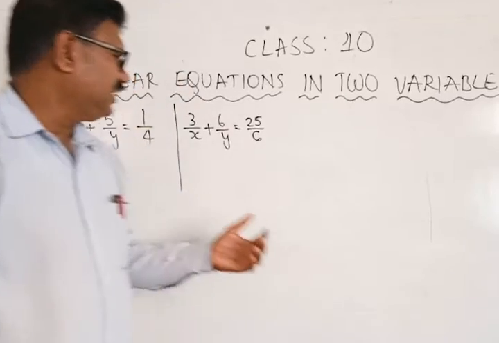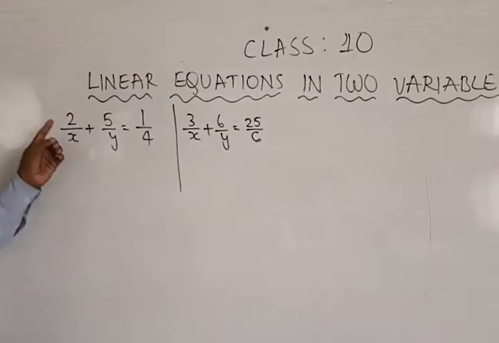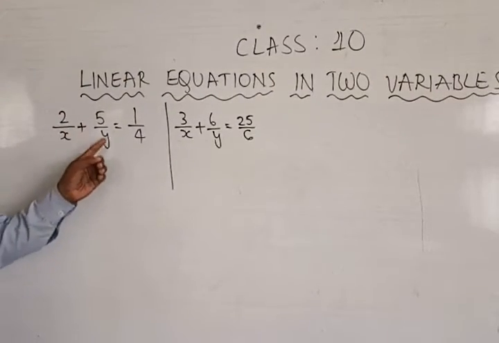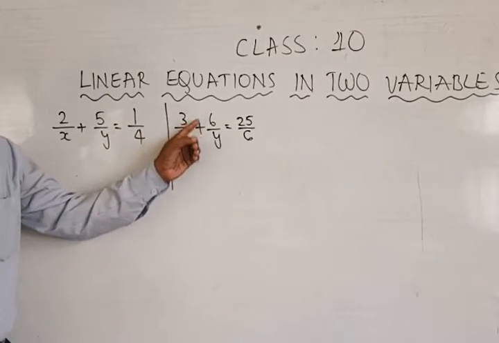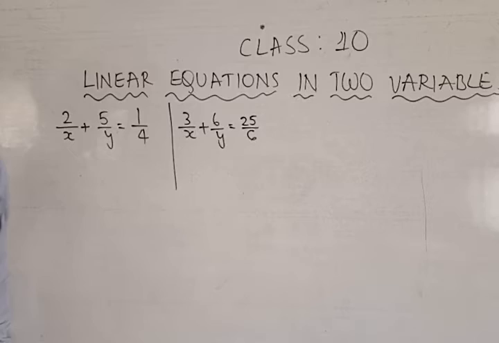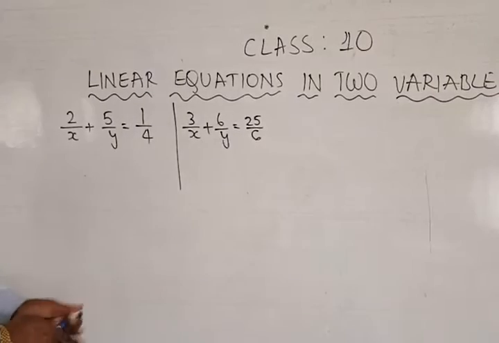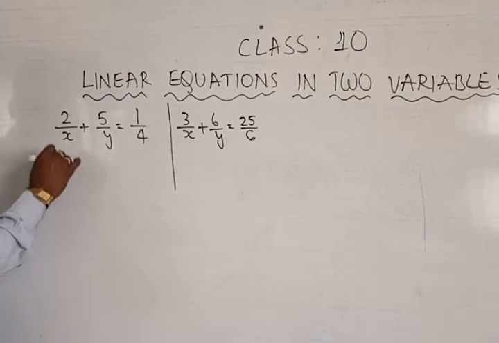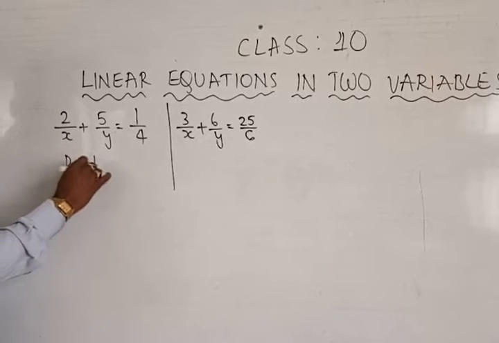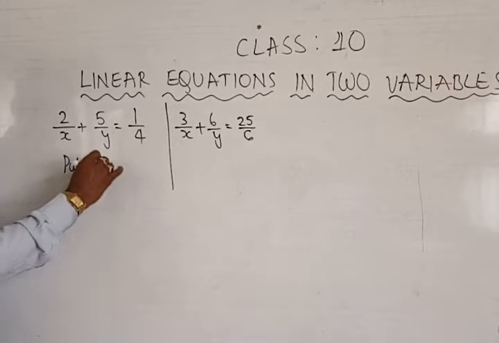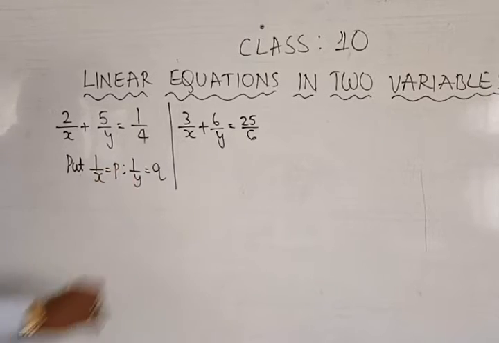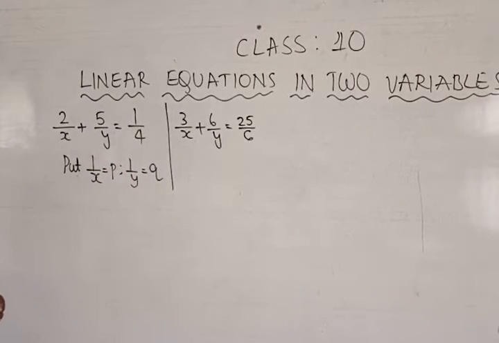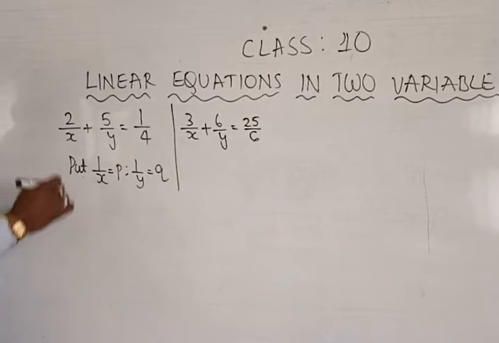In the last class, I left the problem here itself. 2 by x plus 5 by y equal to 1 by 4 and 3 by x plus 6 by y equal to 25 by 6. Now very simple. Just put 1 by x equal to p and 1 by y equal to q.